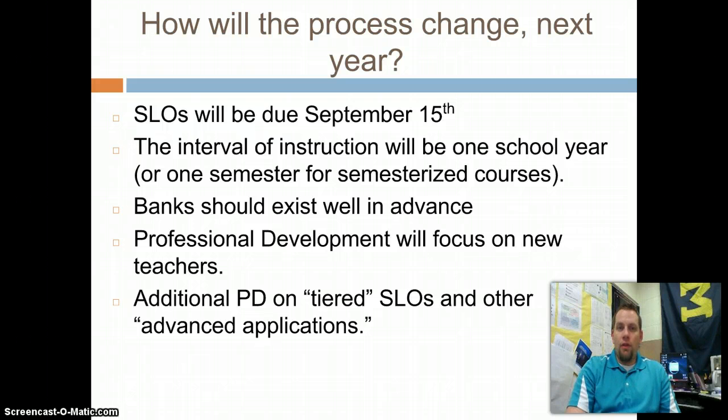The interval of instruction will be 1 school year, so now you can do on units. Next year, they will have to be based on the entire school year, or if you're in a semesterized course like health, it can be a semesterized goal. The bank should exist well in advance next year. They're asking schools that have exemplars to shoot those to each office, and Office of Staff Development or Organizational Development, so that they can put those on.